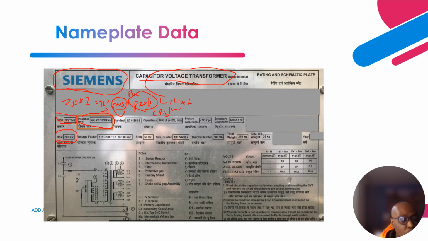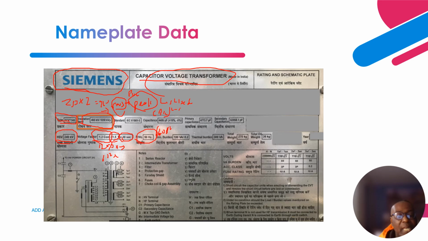Now let's talk about the voltage factor. The voltage factor is telling me that we can operate this capacitive voltage transformer at 120% continuously. But if we choose to operate it at 150% of the nominal rating, then it has to be done for 30 seconds because of heating. You know, that's when thermal braking and all those things come into play. Next is the frequency, either 50 hertz or 60 hertz.